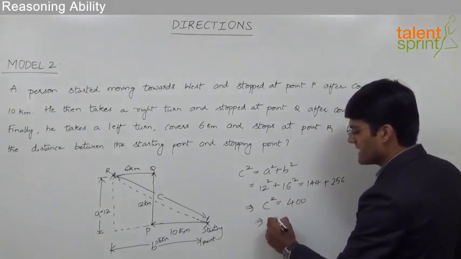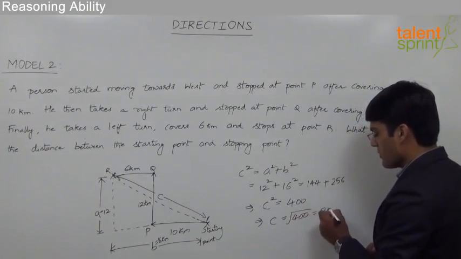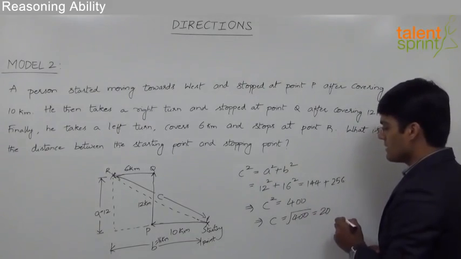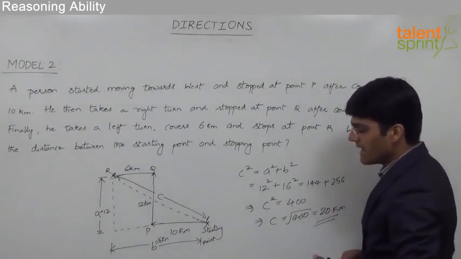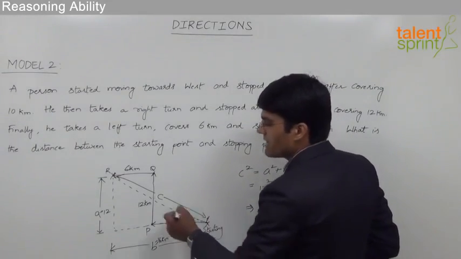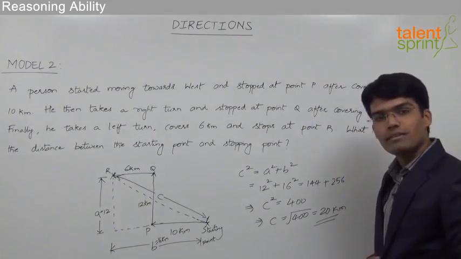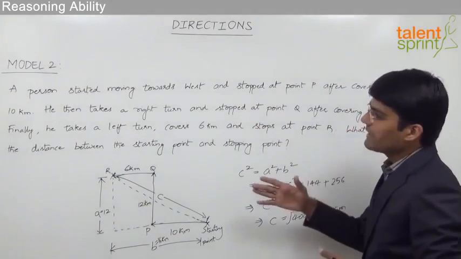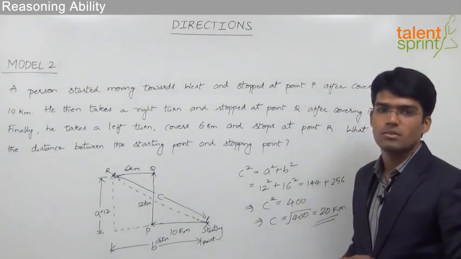And from this we can say that the length C will be root over 400, that is 20. And as the units given are kilometers, this can be taken as kilometers. So we can say that the distance from starting point to the stopping point R will be equal to 20 kilometers. So friends, this is how Pythagoras theorem can be applied in certain questions to get the distance between the two given points.